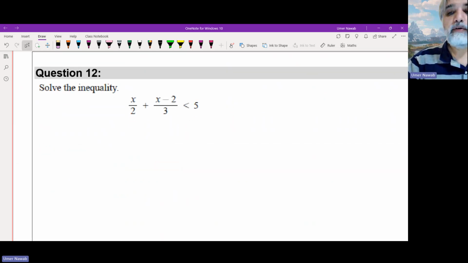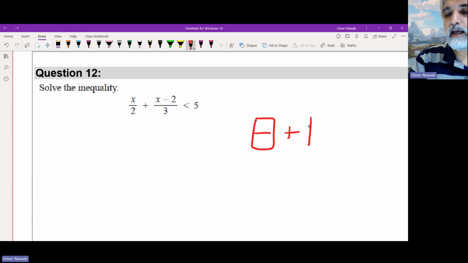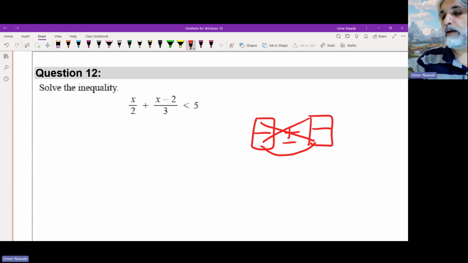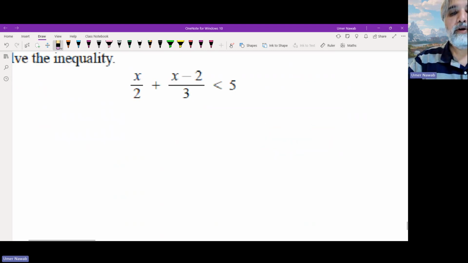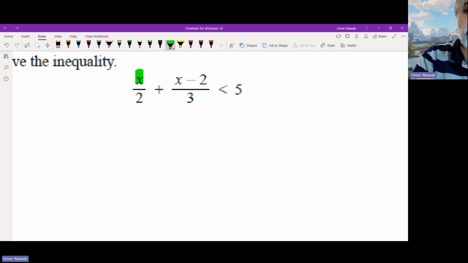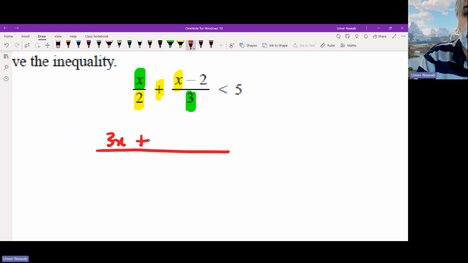Now, question number 12, we remember that whenever we have two fractions and they have a plus sign or a minus sign in between them, we always go with the butterfly technique. So I will try to apply the butterfly technique. This x will be multiplied with 3, and I'm going to write here 3x, then this 2 multiplied with x, and what is the sign in between? Plus. So I'll write here plus 2x, and then this 2 is also multiplying with negative 2. It makes it minus 4.